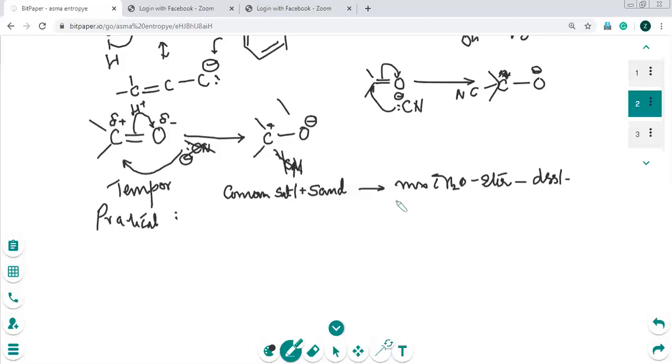Actually, you need not filter it. What do you have to do? Decantation. Exactly. Very good. That understanding should be there.